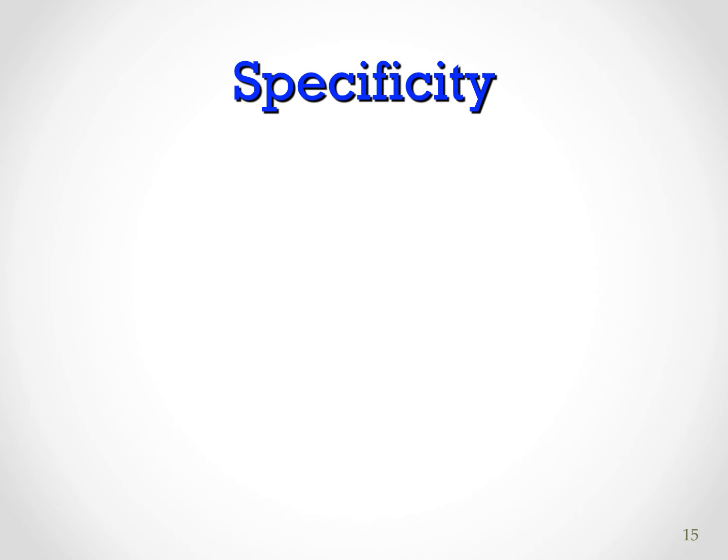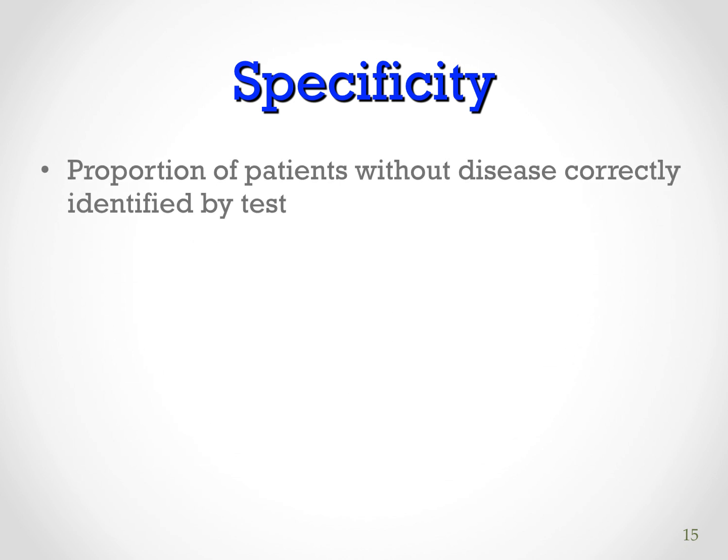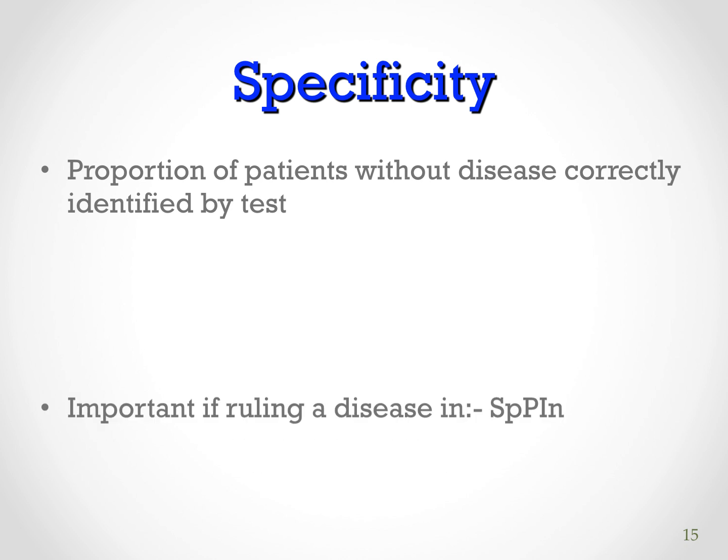So what's specificity? Well, this is the proportion of patients without the disease who have a negative test. So a specific test will be good for ruling a disease in because there's a low proportion of false positives and a high proportion of true negatives.